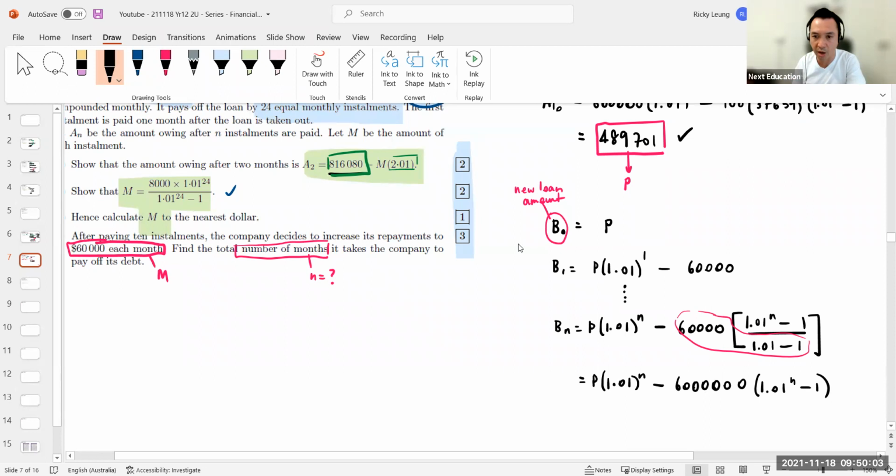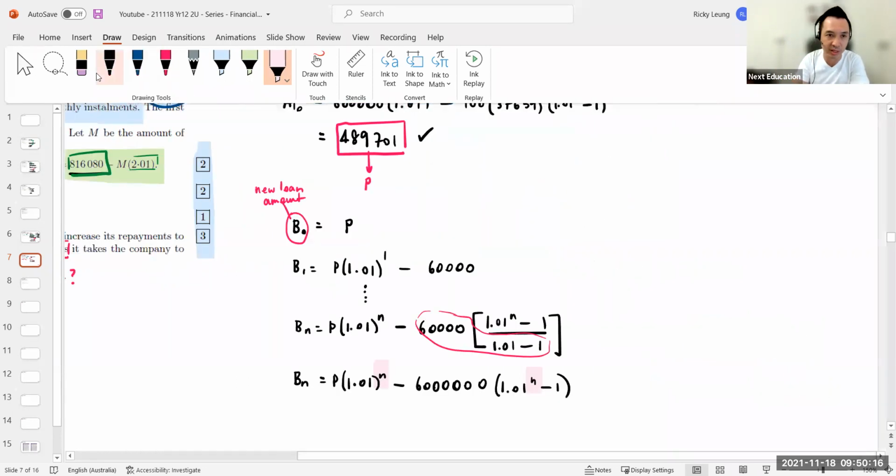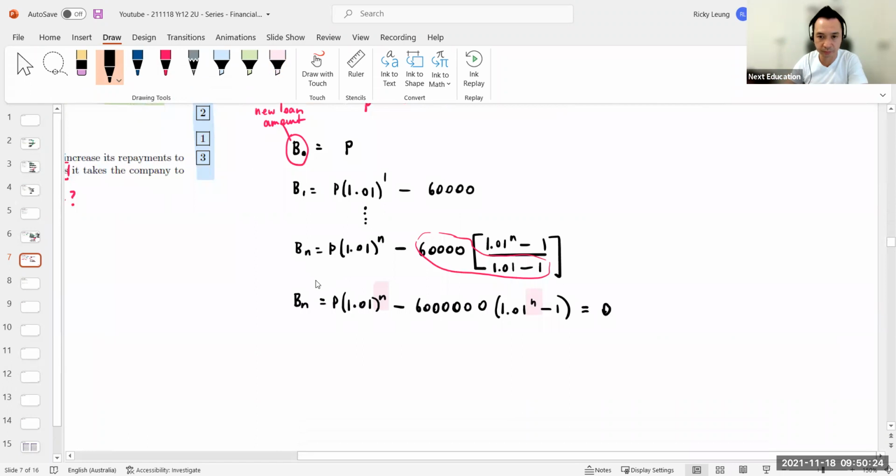So what do I want? I now know that this is Bn. What do I want to solve for? I want to solve for the value of N. I need a power N because that's going to be my number of extra months. So I'm going to set this to 0, because that's when this loan runs off. So let's see. Can you picture the rainbows at play here?